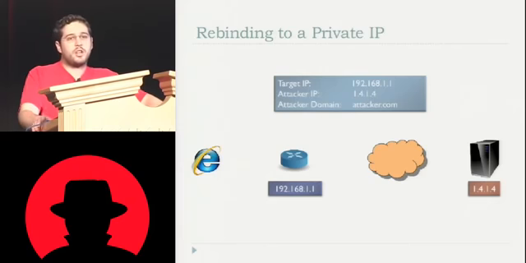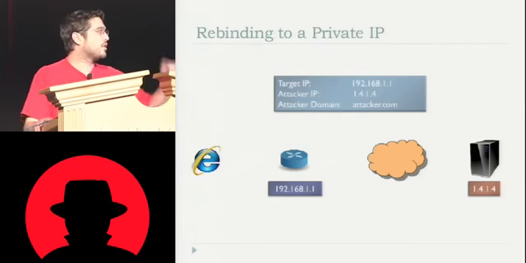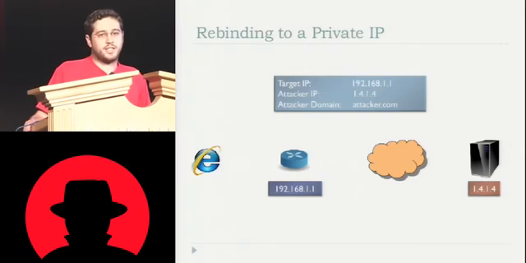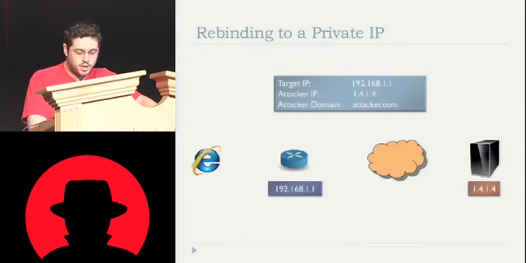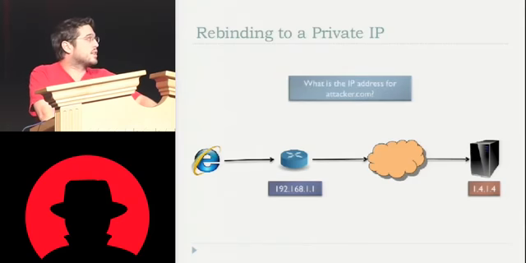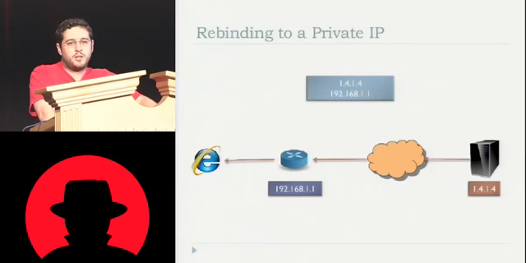So I don't want to go after some public web server. I want to go after the client's router. I want to get access to the router's internal interface. So this is the same scenario, but instead of attacking a public IP, the attacker is going to try and rebind to 192.168.1.1. So again, client does a DNS lookup. And again, the attacker server sends back two IP addresses.